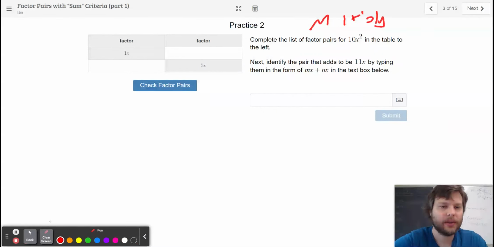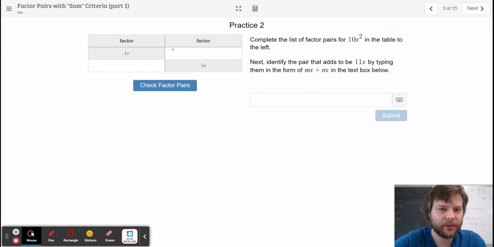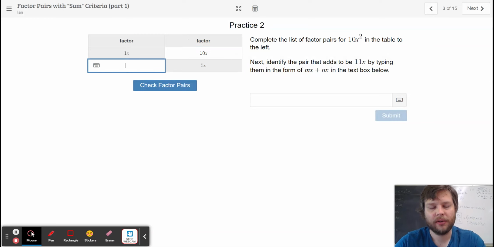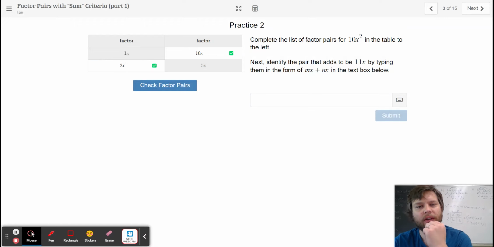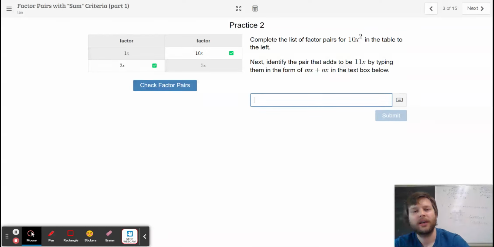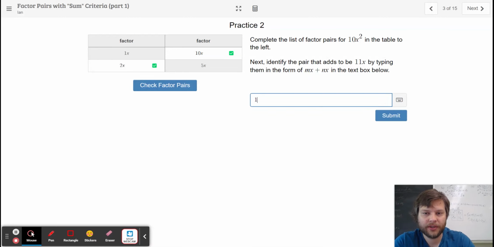All right, looking at this one here, similar sort of problem. We're looking for things that multiply to make 10x squared. So 1 times 10, x times x. Blank times 5, so 2 times 5, x times x. Both of those work, and we want the one that adds to make 11x. Well, 2 and 5 make 7, so it's got to be 1x plus 10x.